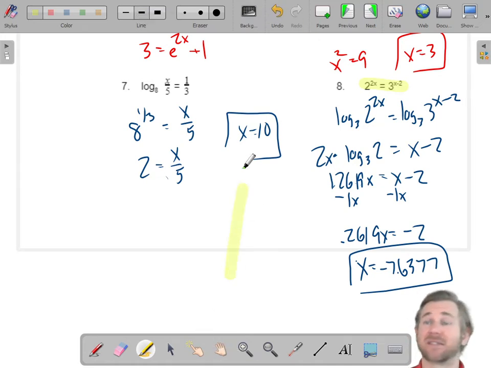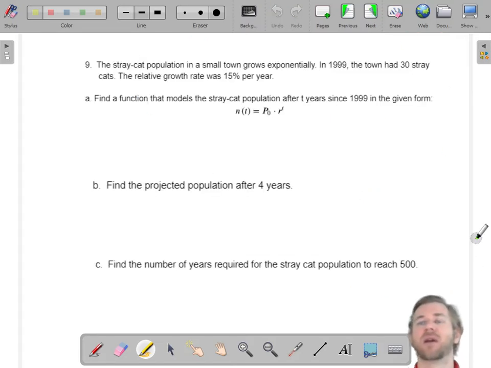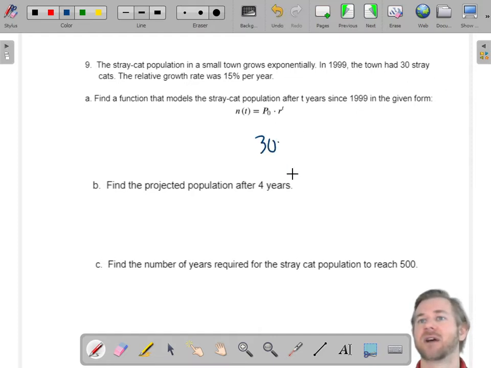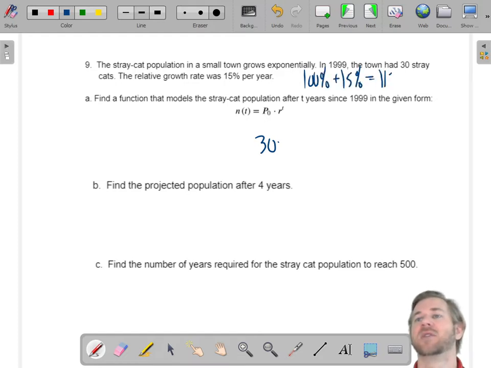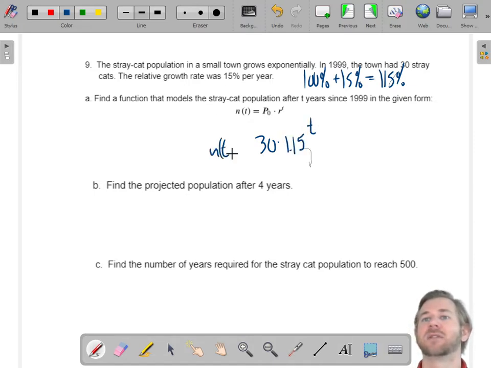So that's just basics, like just straight up solving, no thinking about the problem. Now we'll do some problems where you have to create a model and then solve it. So this one says we had 30 stray cats. That's an initial amount times the growth factor is 15%. 100% plus 15% is 115%, which is 1.15 to the t. So the population after t years is 30 times 1.15 to the t.